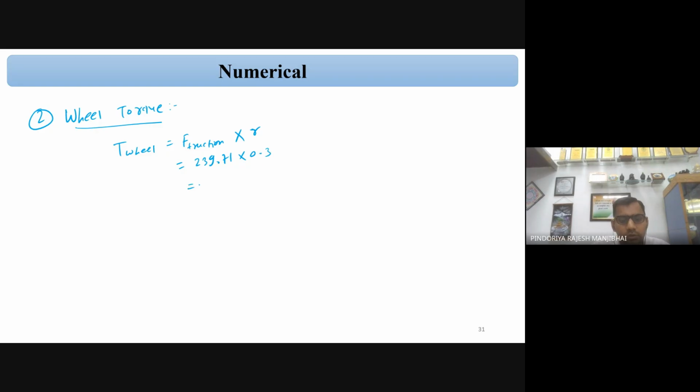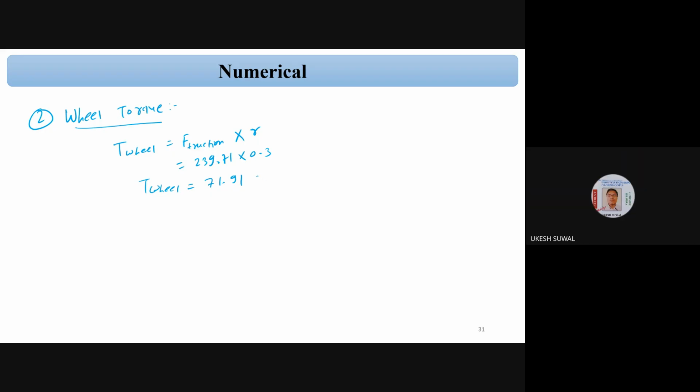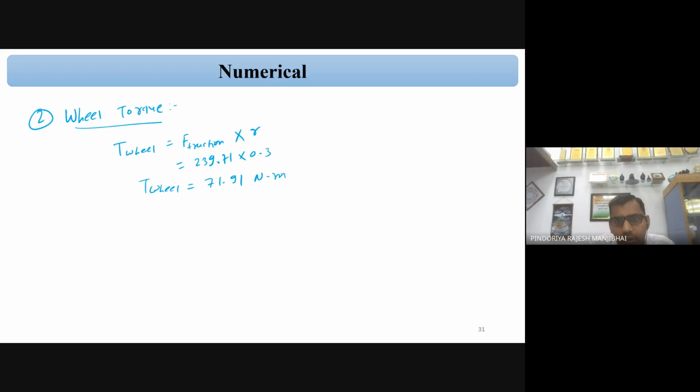So how much? 239.71 into 0.3 is 71.91. What is the unit? Newton meter. If any student has any query, please let me know. So wheel torque is equal to F traction into radius, correct? F traction into radius, that is your wheel torque.